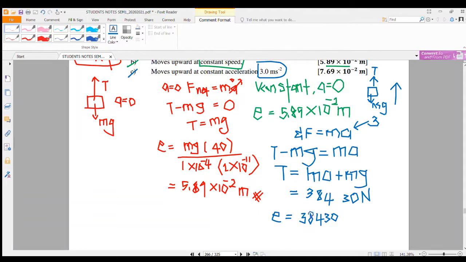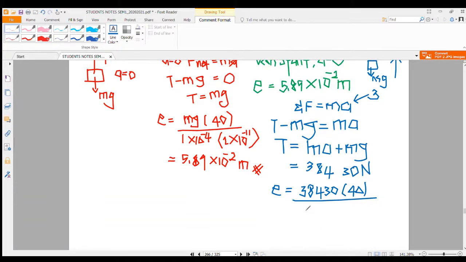38.430, and the original length is 40. Okay, and then the area is 1 times 10 to the power of negative 4. And lastly, the Young modulus is 2 times 10 to the power of 11. So the answer that you get is 7.69 times 10 to the power of negative 2 meter. Okay, so this is the solution for question number 3.